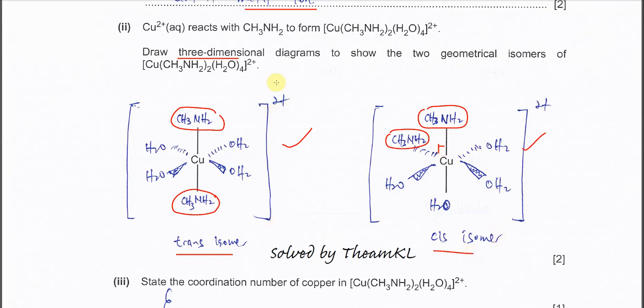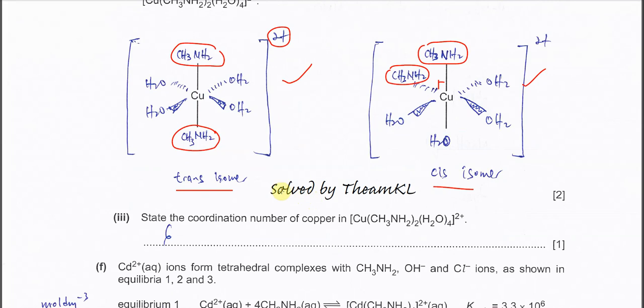Okay, remember the charge, because all these monodentate ligand, the methylamine and the H2O, they are all neutral. That's why you need to use the charge of the copper ion, 2 positive. Okay, state the coordination numbers of copper in this complex ion. Very easy, because 6 dative bonds form, 1, 2, 3, 4, 5, 6. So the coordination number is 6.